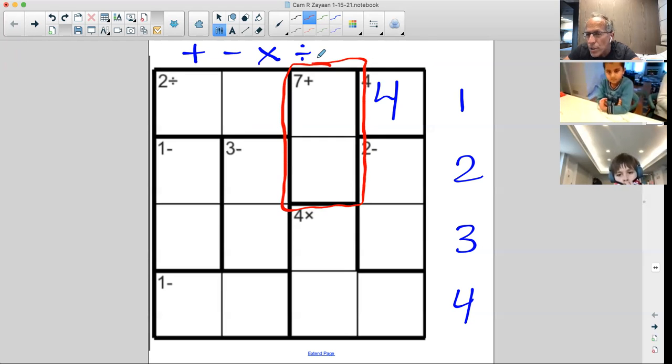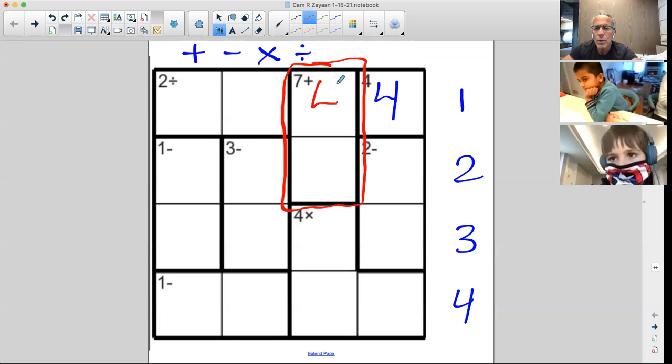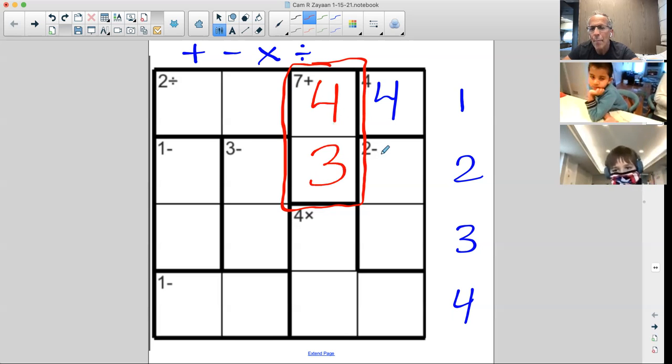Now, the next ones you should look at are these 2 squares. For these 2 squares, you have to find 2 numbers that add up to 7. There's only one pair of numbers that add up: 4 and 3.